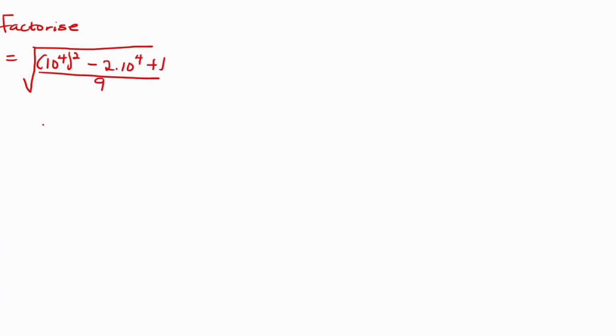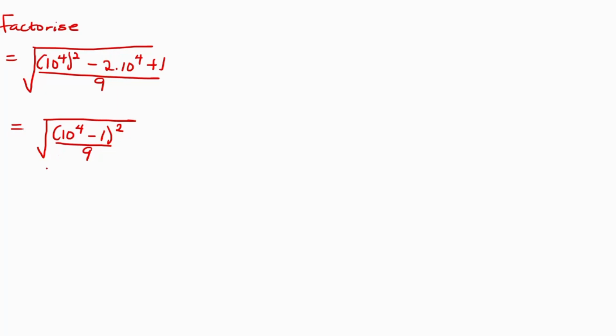So the next thing we want to do is to factorize. Now let's simply rewrite what we want to factorize. I'm just going to rewrite the equation from where we stop. We have this to be 10 raised to the power of 4 raised to the power of 2 minus 2 multiply 10 raised to the power of 4 plus 1 over 9. So if we simply factorize right here, we have this to be the square root of 10 raised to the power of 4 minus 1 over 2 raised to the power of 2 over 9.